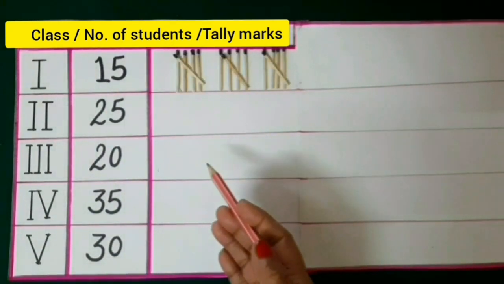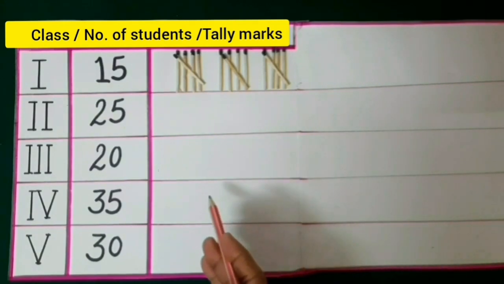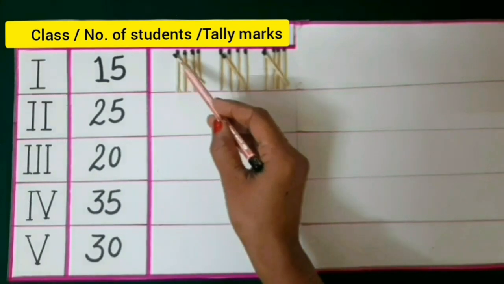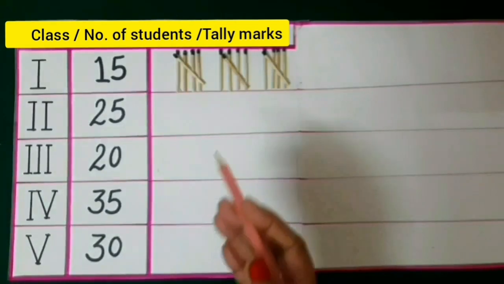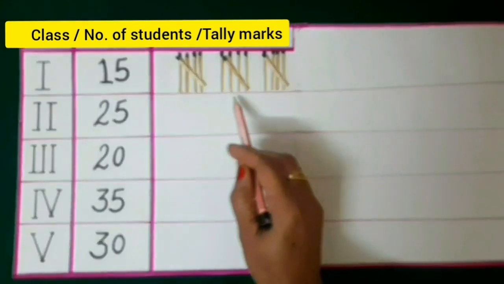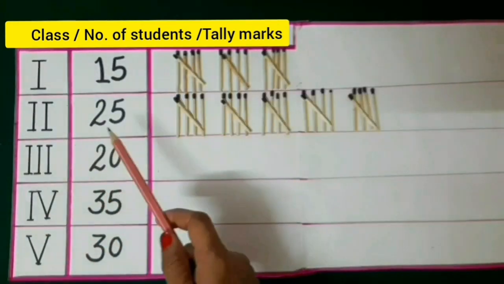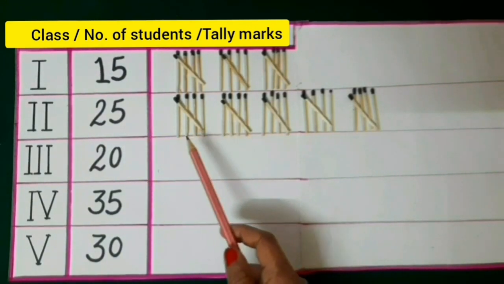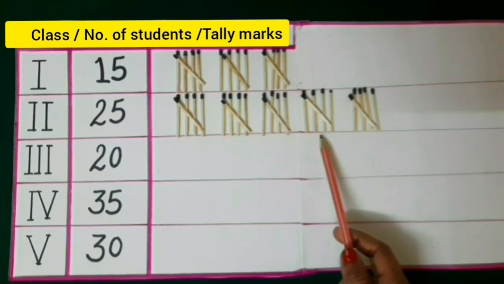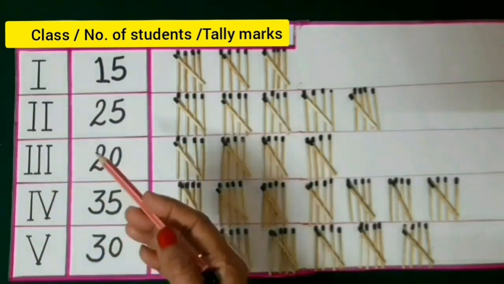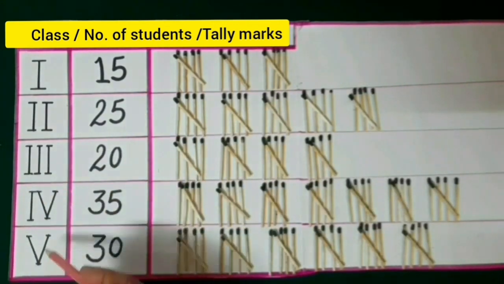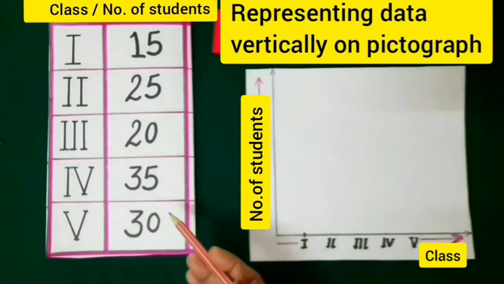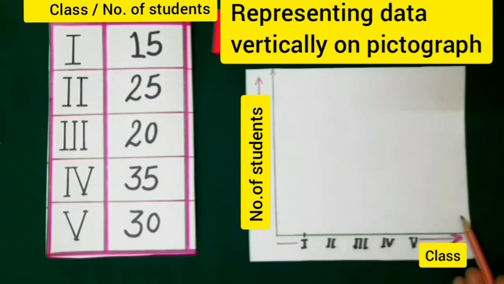Students, you have already learned how to represent counting by tally marks. Students, we know that after 1, 2, 3, 4, we represent 5 by a slant line. Thus, how many are these in number? 5, 10, 15. Now we represent the number of students of class 2nd, that is 25, by tally marks as 5, 10, 15, 20, 25. Similarly, the number of students in 3rd, 4th, 5th can be represented in this way by using tally marks.